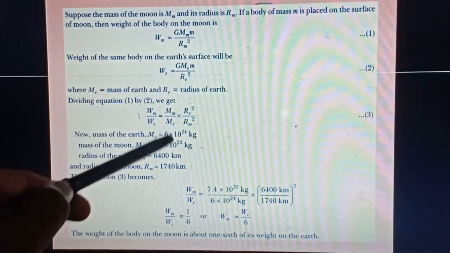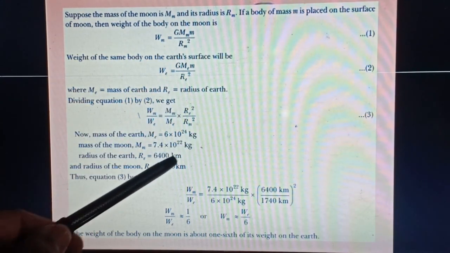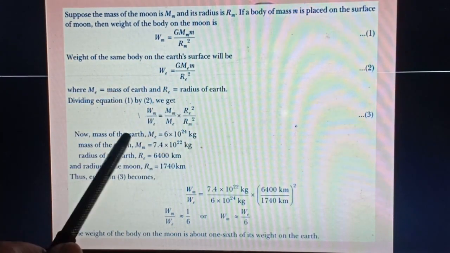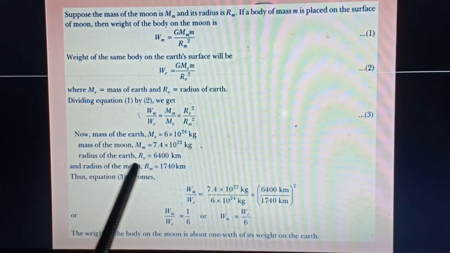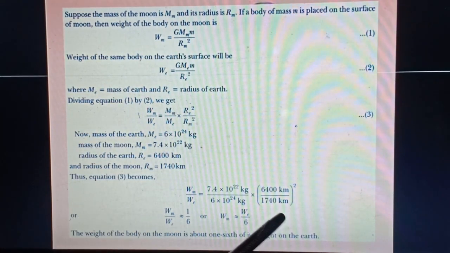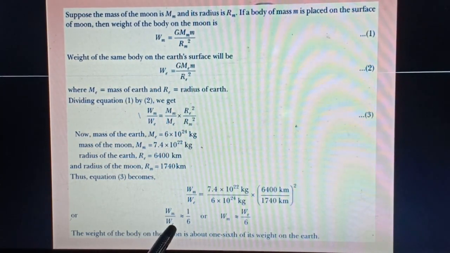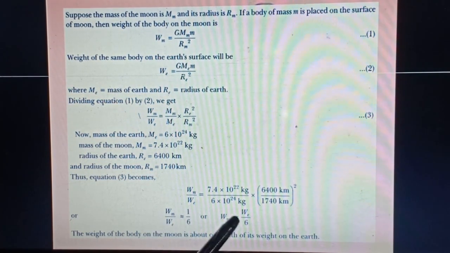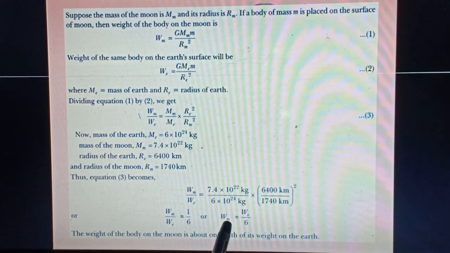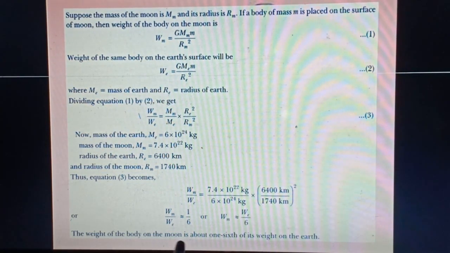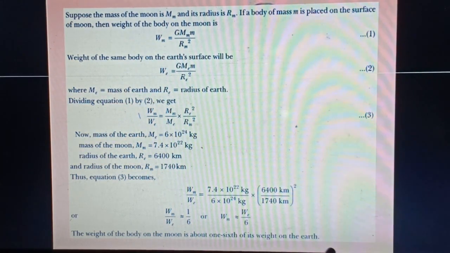Comparing this Wm by We gives this kind of equation, which after solving and after putting the calculated values of mass of Earth, mass of Moon, radius of Earth and radius of Moon, after these simple calculations, the ratio of weight of an object on Moon to weight of the same object on Earth becomes 1/6. It means weight of an object on Moon becomes 1/6 of the weight of an object on Earth. The weight of an object on the Moon is about 1/6 of its weight on the Earth.